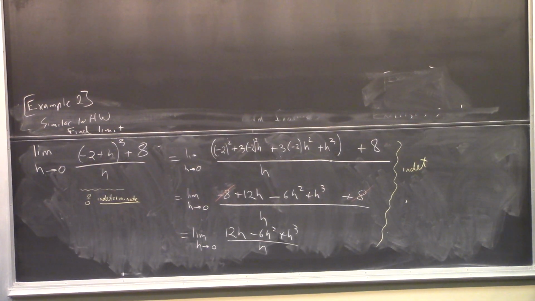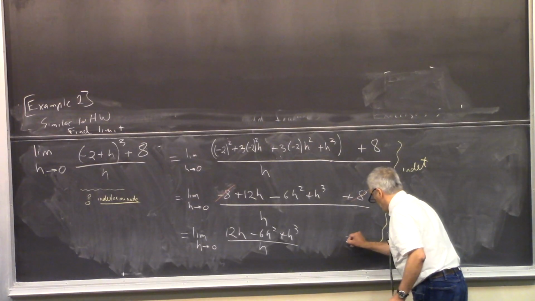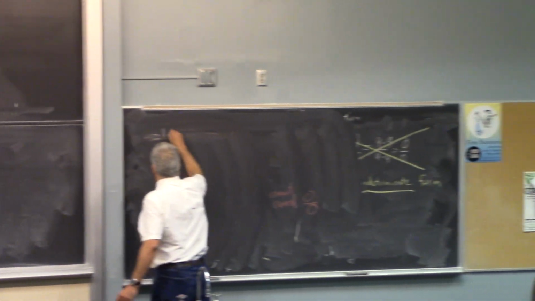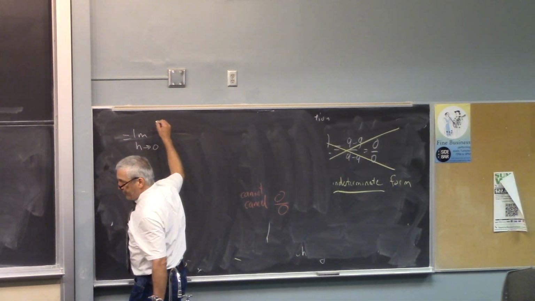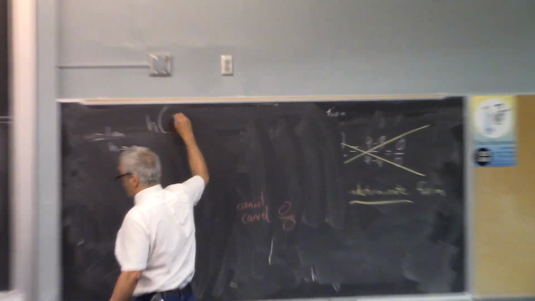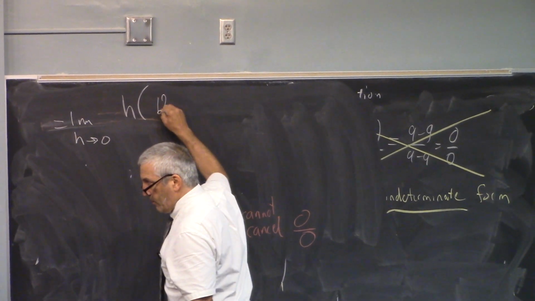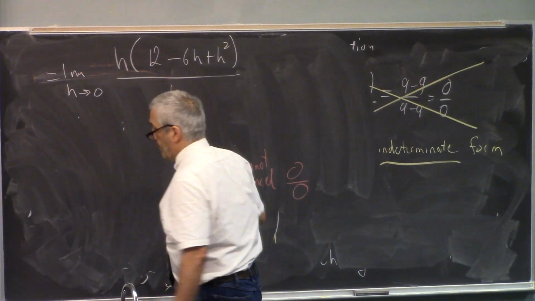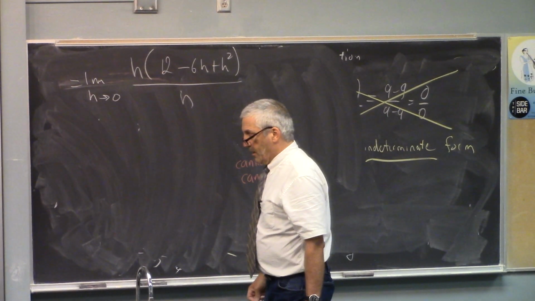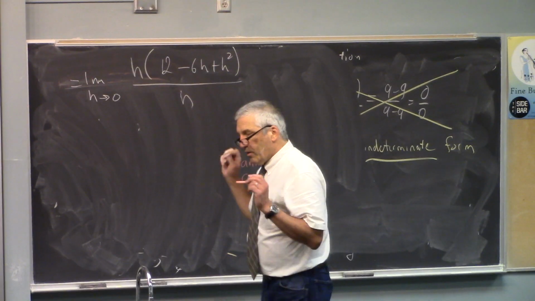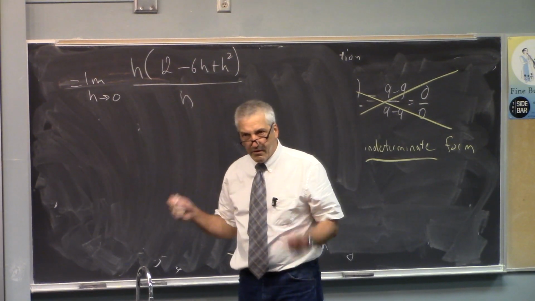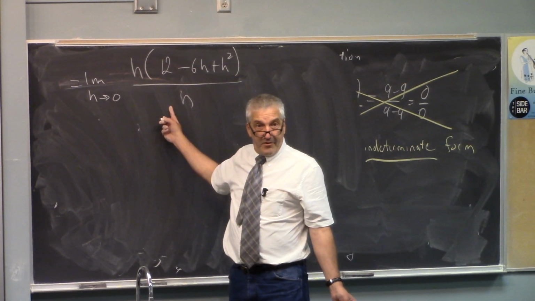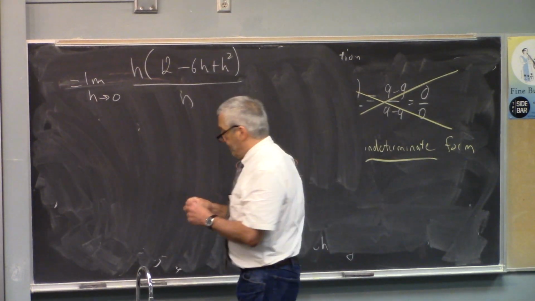So this is the limit as h approaches 0. In the numerator, I'm going to factor out a common factor of h. That's going to leave behind a 12 minus 6h plus h squared, all divided by h. The reason I do that is because I want to really hit myself over the head with this and really see what's causing the indeterminacy. That stack of factors is what's causing the indeterminacy. I have h over h. So this is still indeterminate.